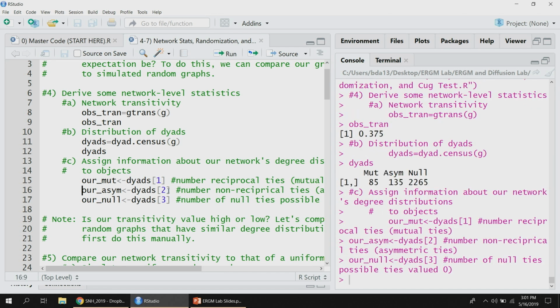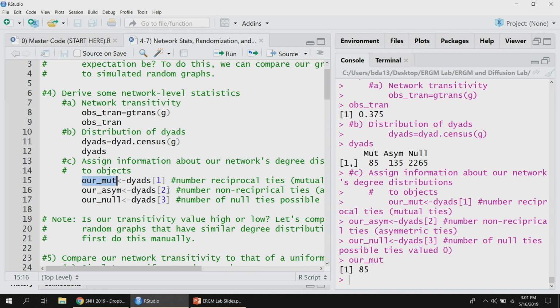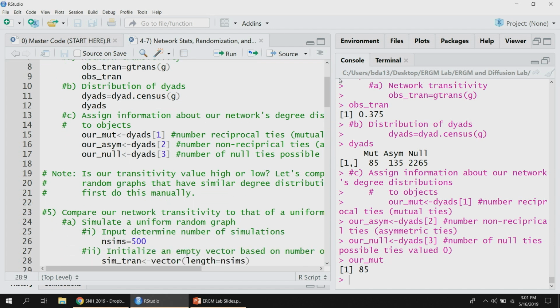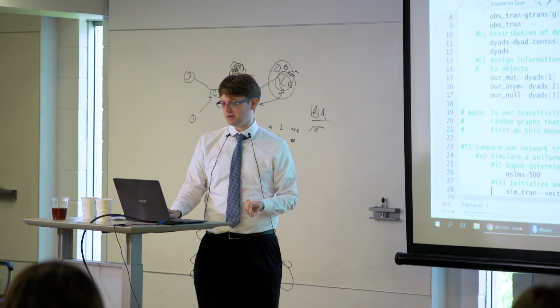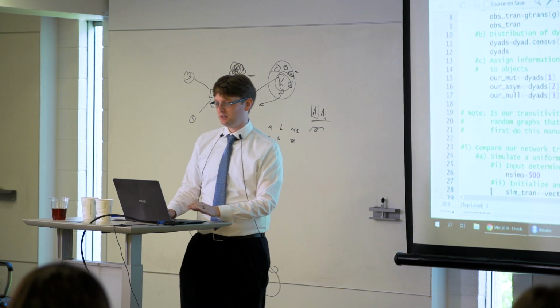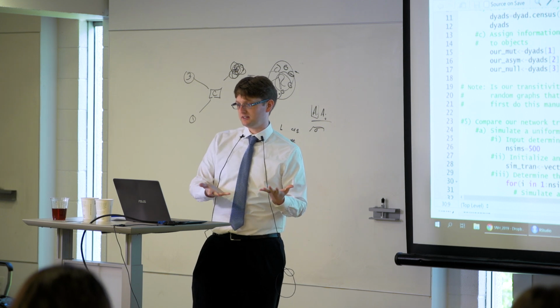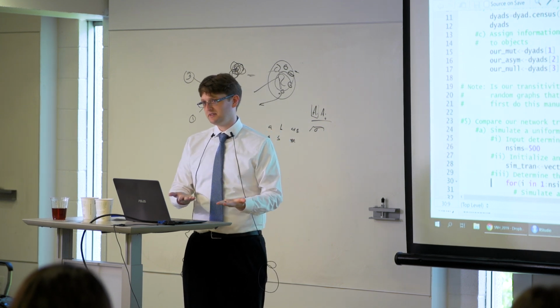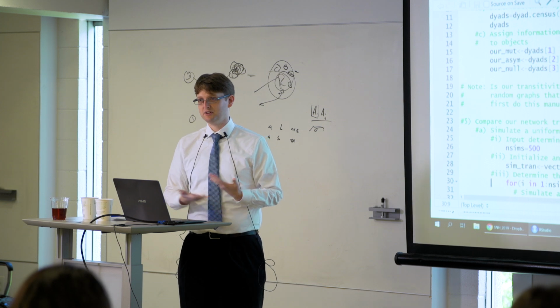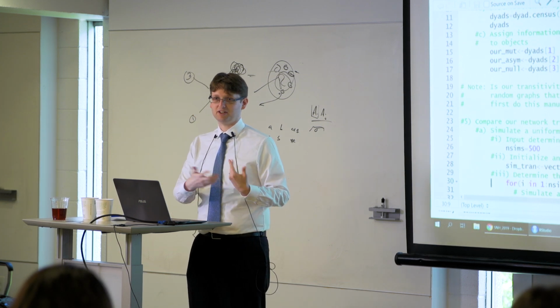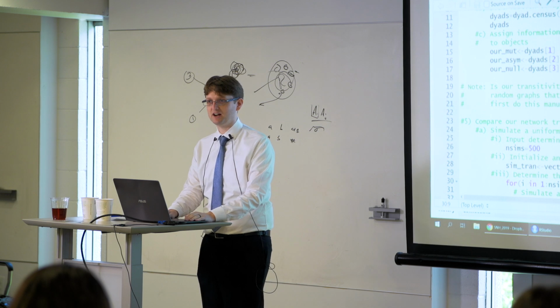And so we have our own little variable, rmut, that says 85. It's how many mutual ties are in here. So what we want to figure out is, is transitivity high in this network or is transitivity low in this network? And the way you do it is you compare it to random graphs, right? You generate a random graph with a similar structure as the network you have and see, is transitivity higher in our own graph than we'd expect by chance, based on simulating random graphs.